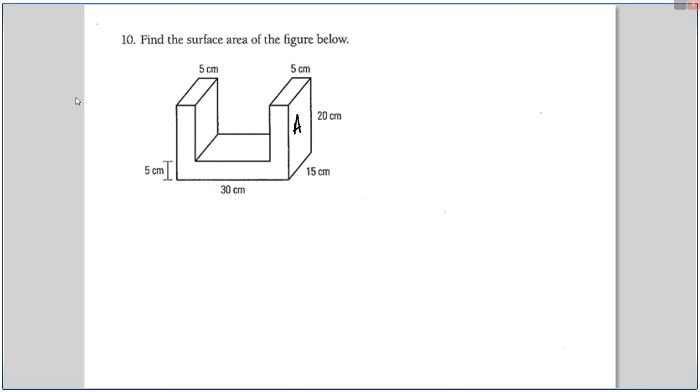Okay, let's start over here on this side. That looks easy. A1. How do I get A1? Mustafa, you okay? 20 times 15. Just length times width. I got 300. Is there another A1 somewhere on this shape? On the other side. So let's times this by 2. And we got 600. So A1's covered.